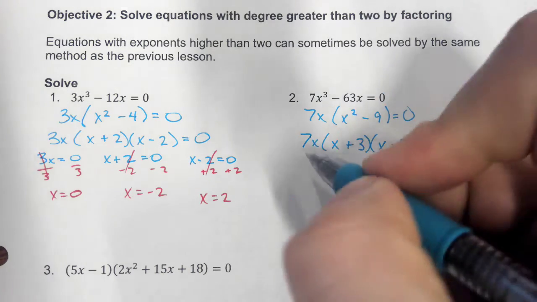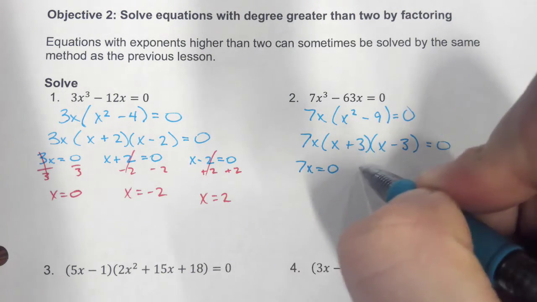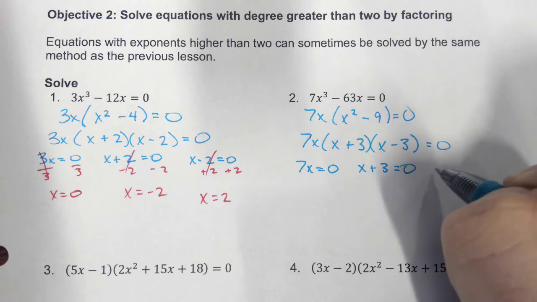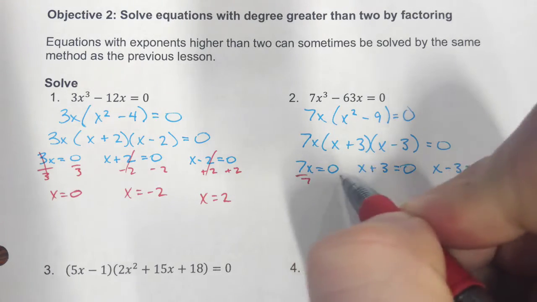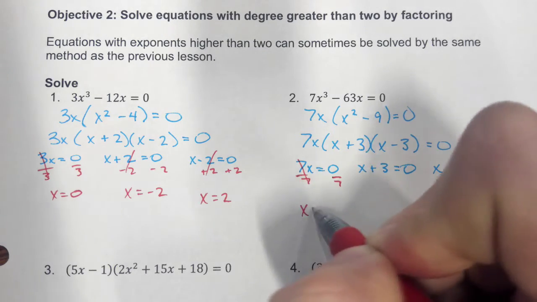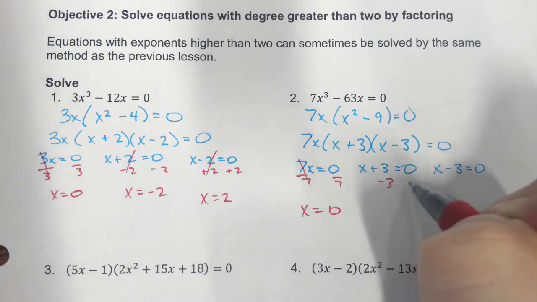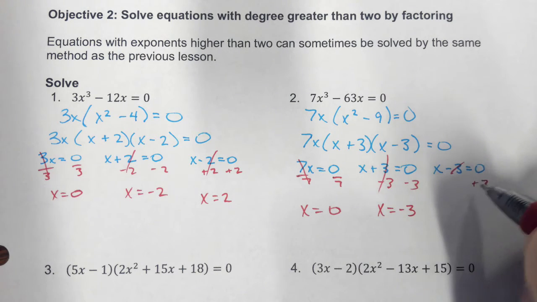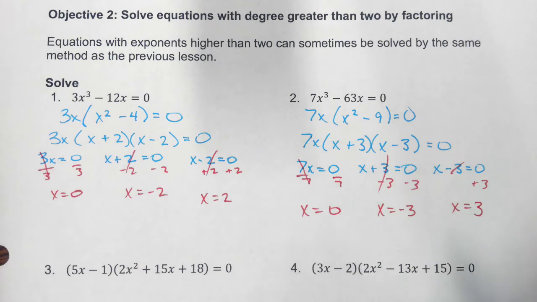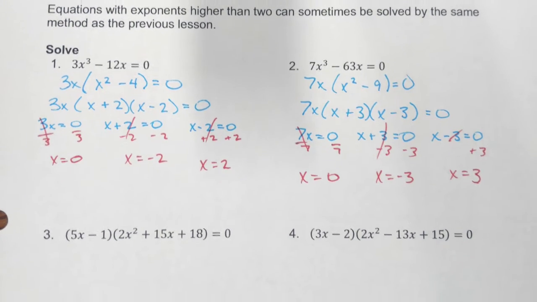Take each factor and individually set them equal to 0. And you've got, again, 3 easy equations to solve. First one, divide by 7. 0 divided by 7 is still 0. Second one, subtract 3, and x is negative 3. Third one, add 3, and x is 3. So again, 3 solutions.